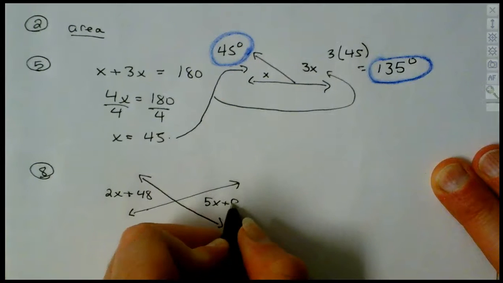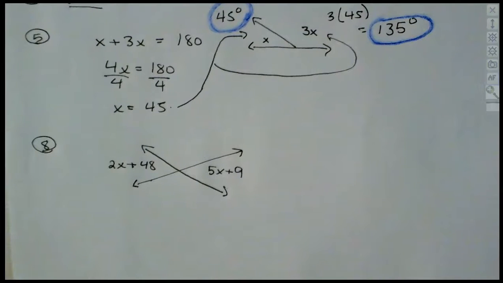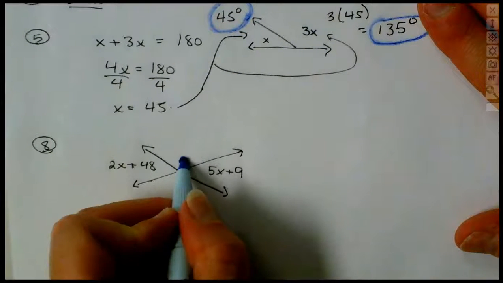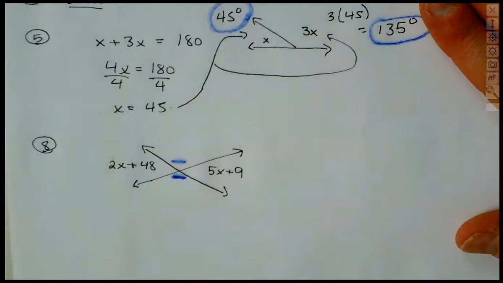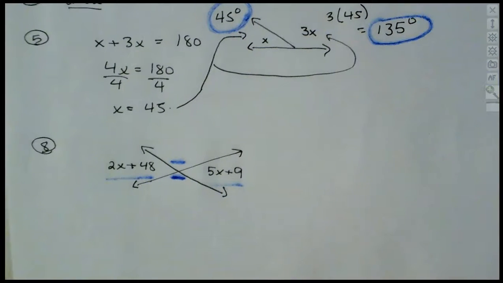X plus 9. So this is what we've got for question 8. Well, what do we know about these? These form an X. And when they form an X, that means the left-hand side is going to equal the right-hand side. So these are going to equal each other here.